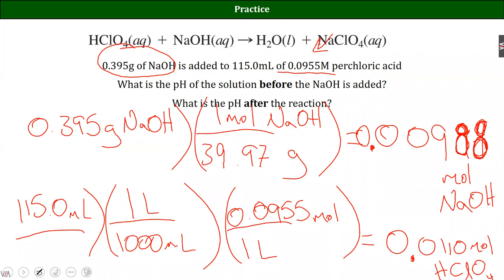If we want to know how many moles of acid are left over, we just do the subtraction. The only time this gets tricky is if you have one of the few acid-base reactions with a 2-to-1 ratio, and then you just have to show the stoichiometry step. So if we're running out of sodium hydroxide first, we could write it as 0.00988 moles of NaOH.